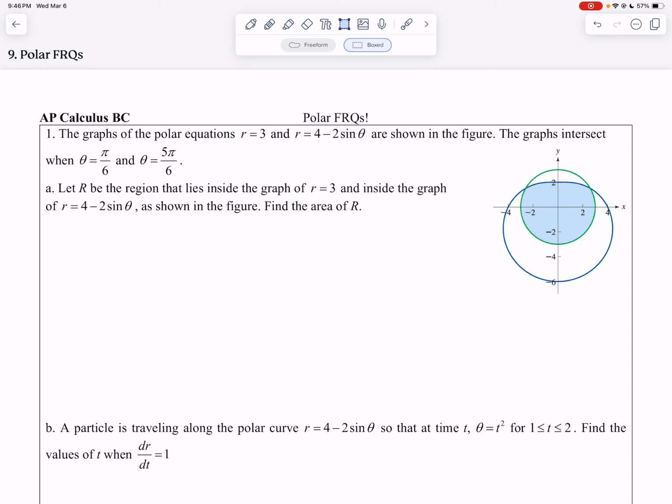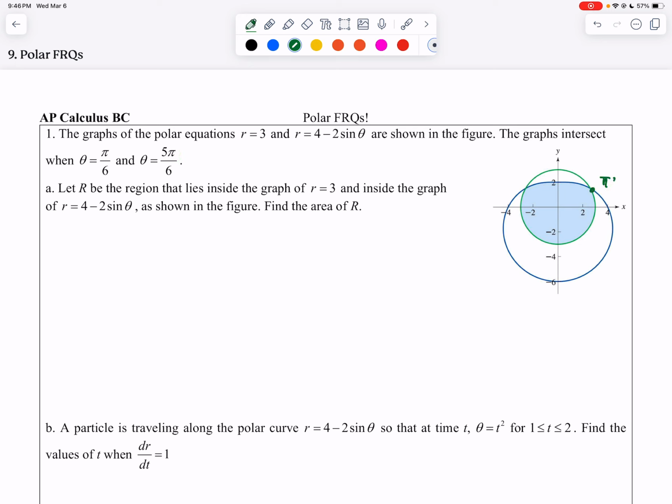So let's go ahead and do part A. We have R, the region that lies inside the graph of r equals 3, which is going to be my green circle, and r equals 4 minus 2 sine of theta, as shown in the figure. And we want to find the area of R. Well, before we do that, I got to look at my sum right here, because it told me that theta is pi over 6 and 5 pi over 6 as my intersections.